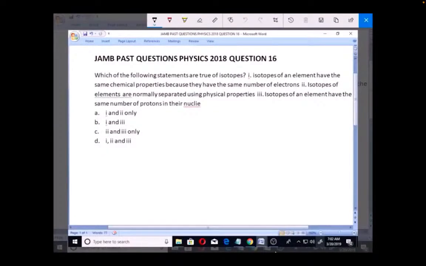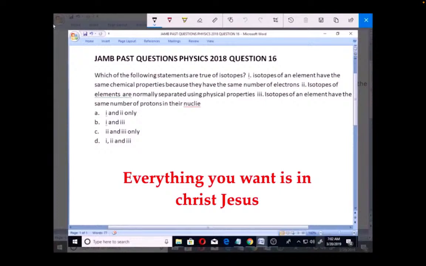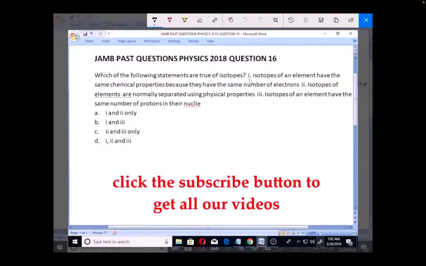Question number 16 for JAMB Past Question Physics 2018. And the question goes like this. Which of the following statements are true of isotopes?